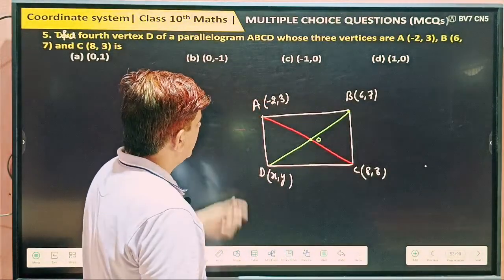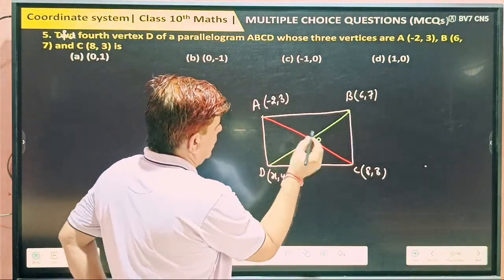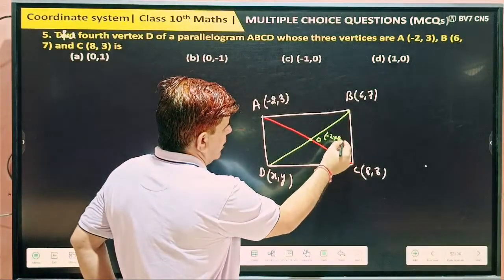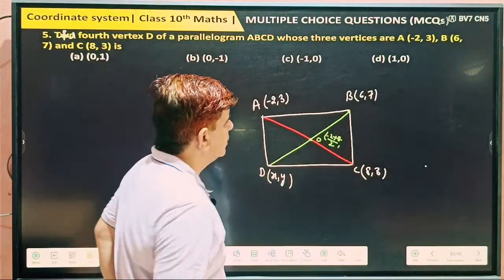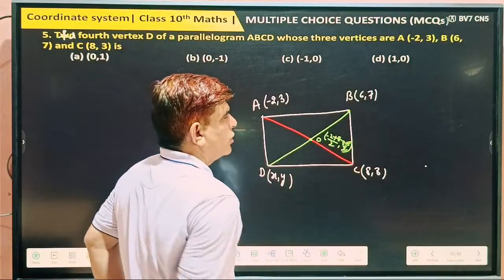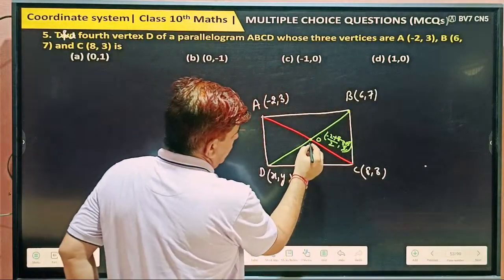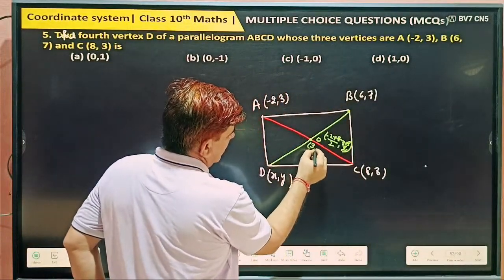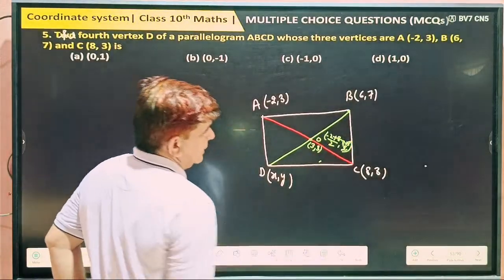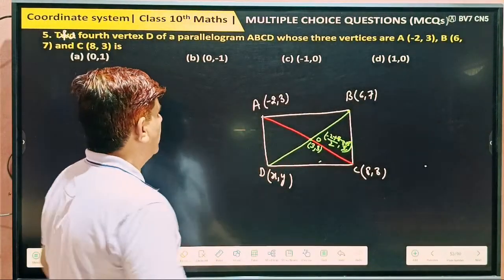What is O? In AC, O is the midpoint, so what are the coordinates of this point? -2 plus 8 by 2, and another one, 3 plus 3 by 2. Yes or no? So what can we say? The coordinates of this point O are what? 3 and what? 3. 3 3s are 6, 2 3s are 6. Yes or no? So now we have to find out the coordinates of BD.